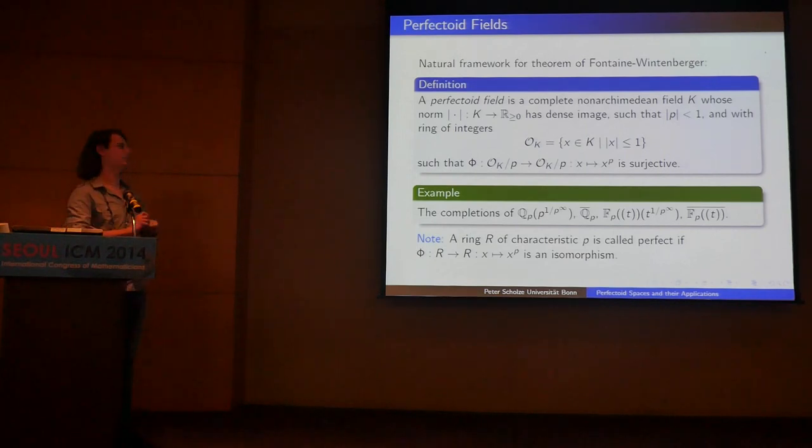And this perfectoid thing is a way to make sense of this perfect condition still in characteristic zero, although perfect is something which is only present in characteristic p. And so that's also why I have to make this strange transition to the ring of integers and then mod p.